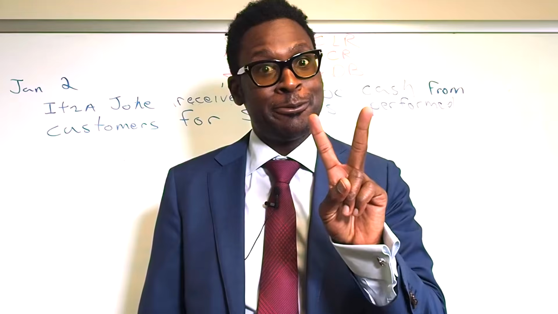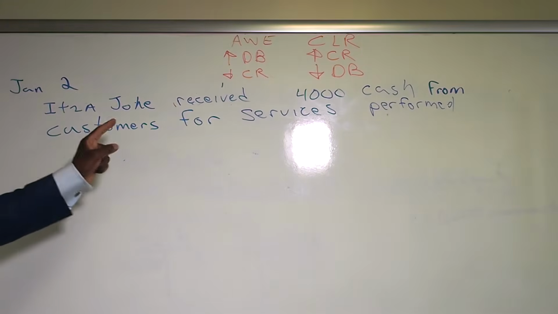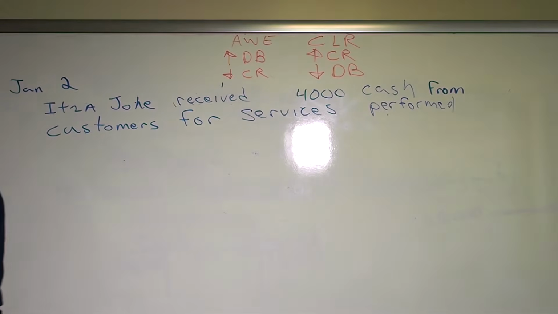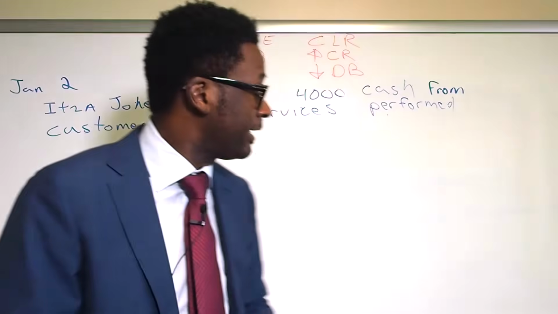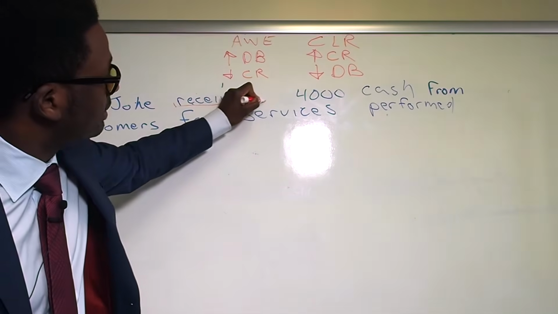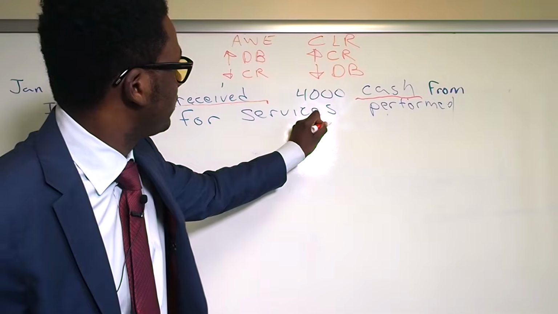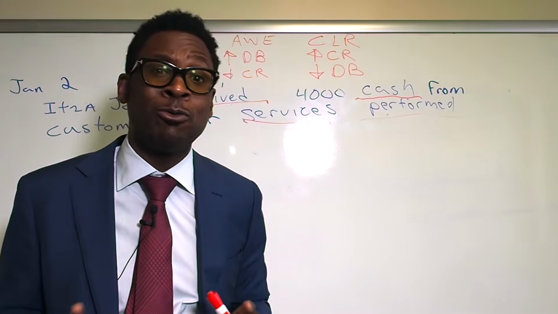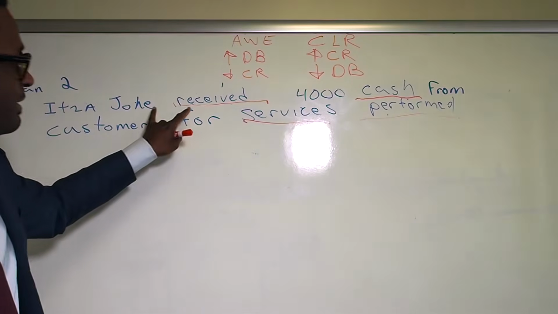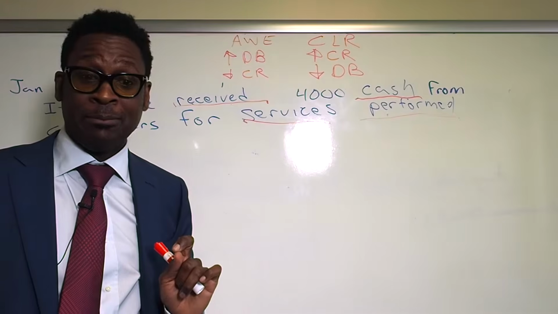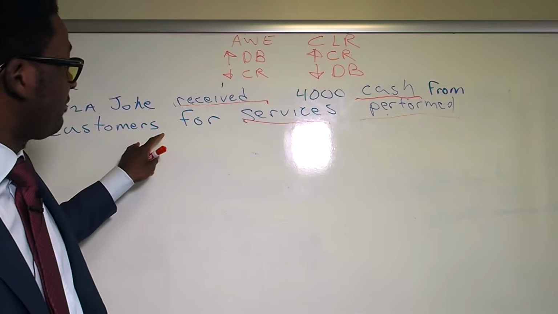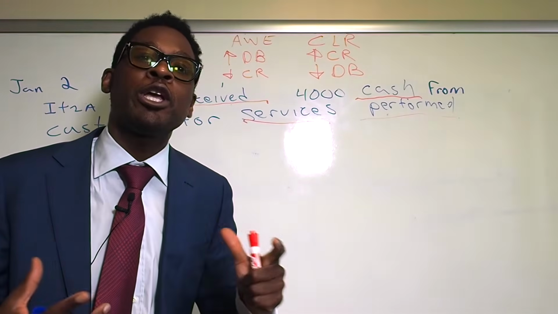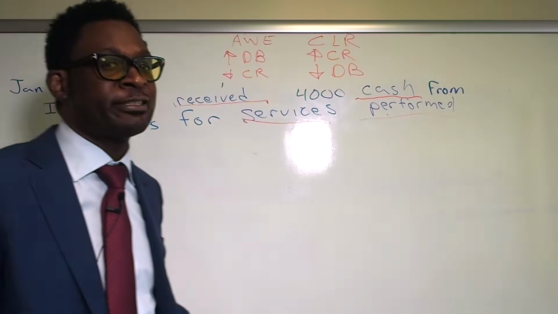Transaction number 2. It's a Joke received $4,000 cash from customers for services performed. As always, we're going to identify those keywords first, gang, and our keywords are received cash and services performed. So based on those keywords, they're gonna let us know what accounts are affected. And so obviously cash is affected because that's the keyword. And obviously services performed is our true definition of how we earn revenues. We provide a service or sell a product.